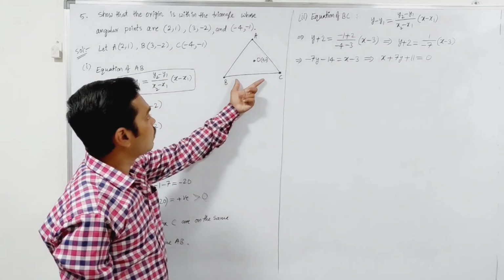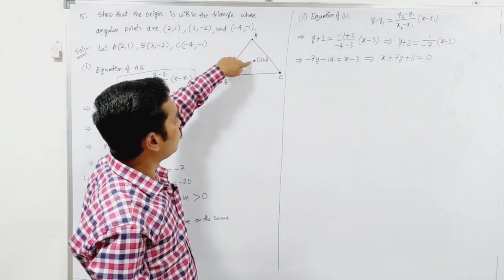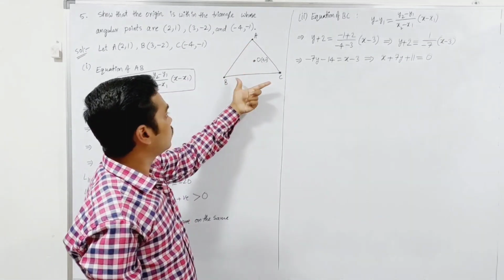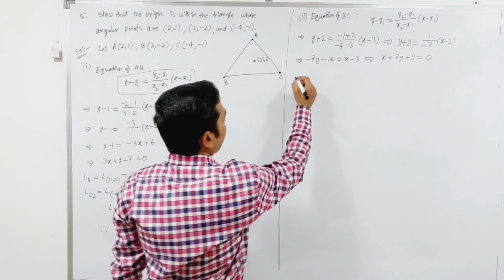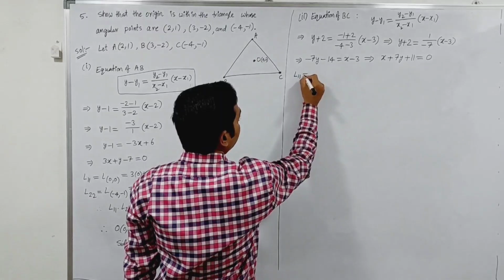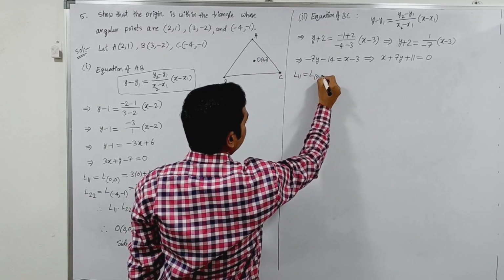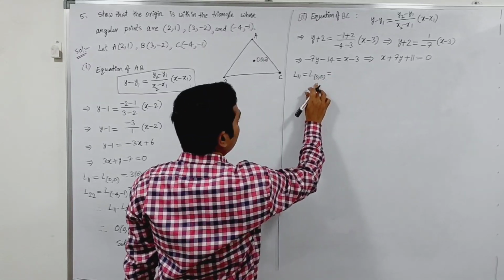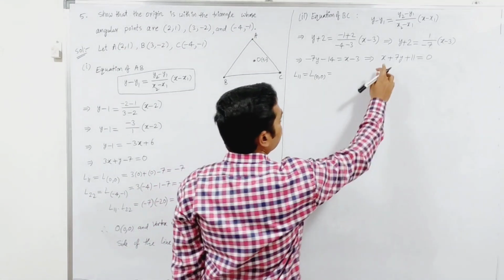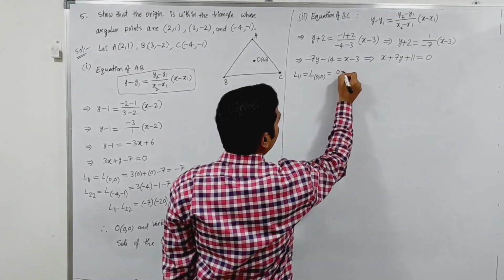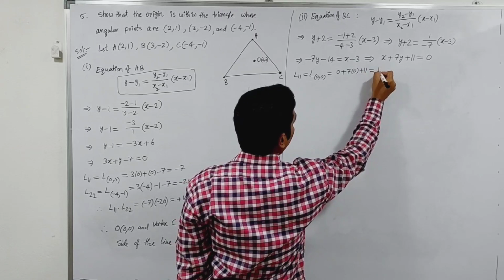After finding the equation of BC, verify the position of the remaining points O and A with respect to the equation BC, or side BC. Find out the L11 value. Here L11, take the origin as the first point, that is L(0, 0). What is the L11 value here? 0 plus 7 into 0 plus 11, that is equal to 11.